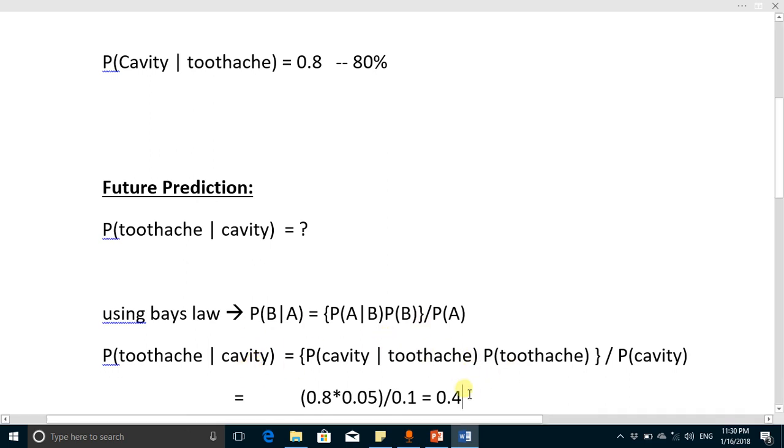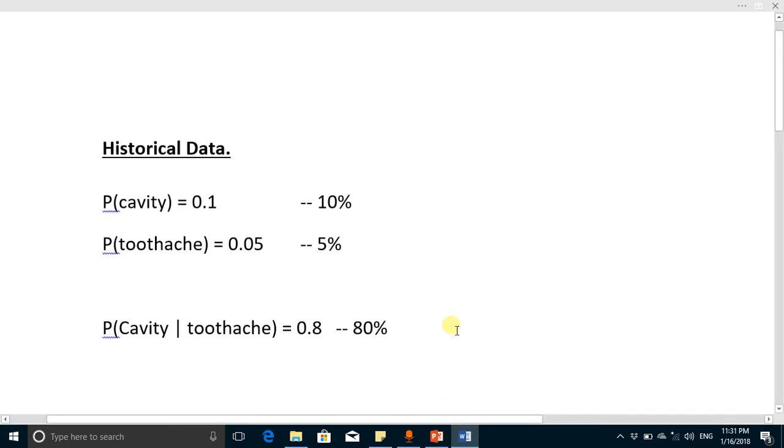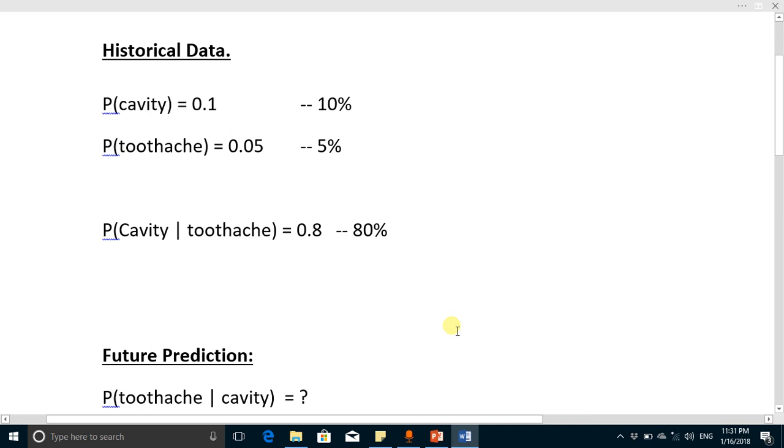Depending upon this answer, we can say that the doctor should not prescribe painkiller for the patient if the patient has cavity, because there is less than 50% chance of toothache. So this is a very interesting and simple example of Bayes' theorem. For a more detailed example, please watch the next video.